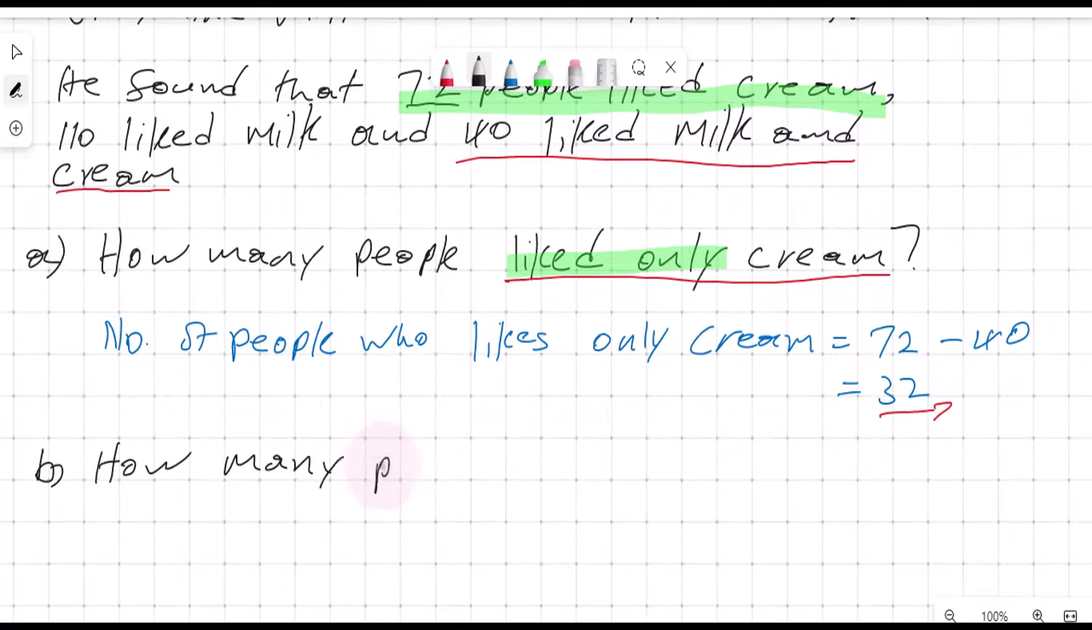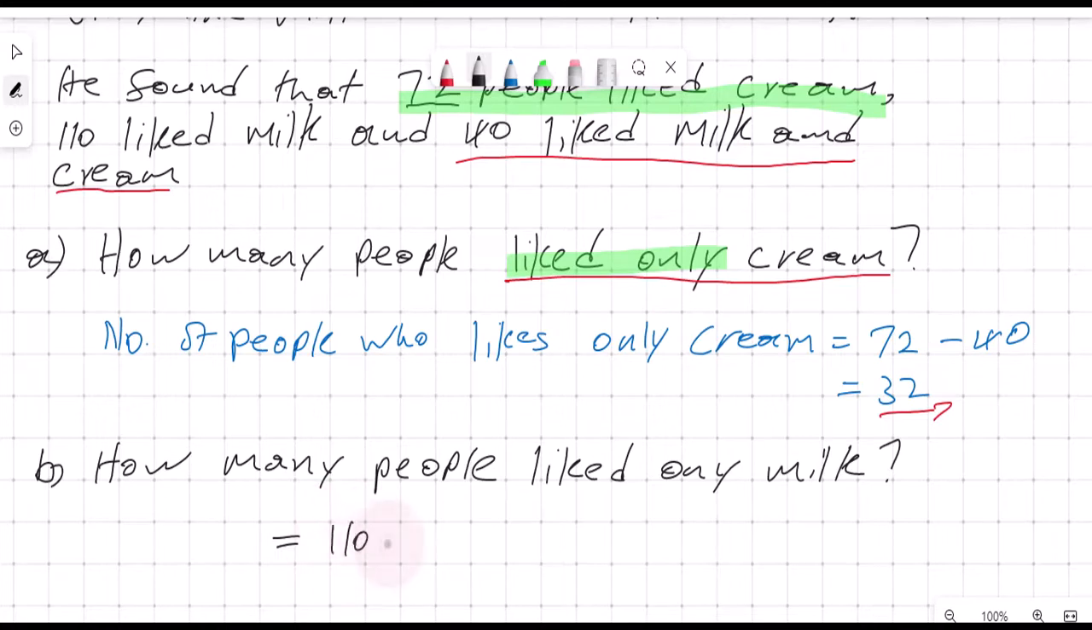Okay, that's correct. 110 minus 40 gives you 70. How many people liked only milk? Only milk. So the answer here is going to be 110 minus 40 is equal to 70. So this is the number of people who liked only milk.